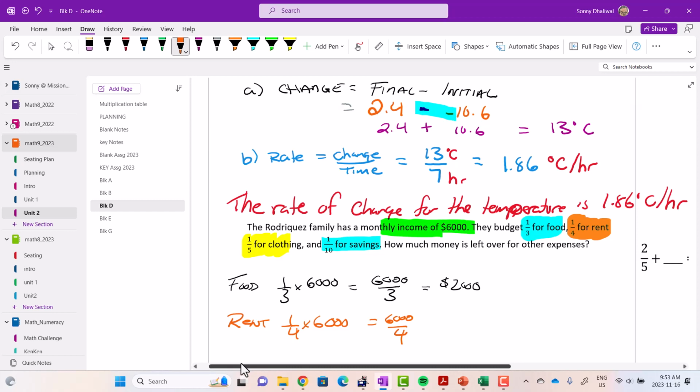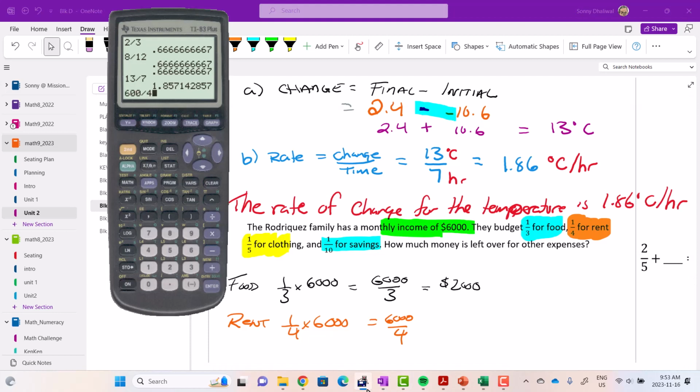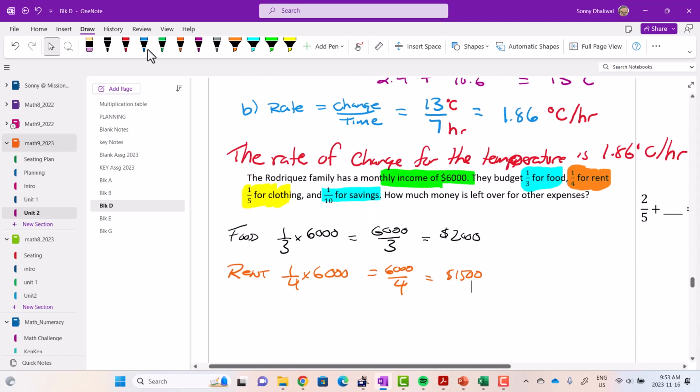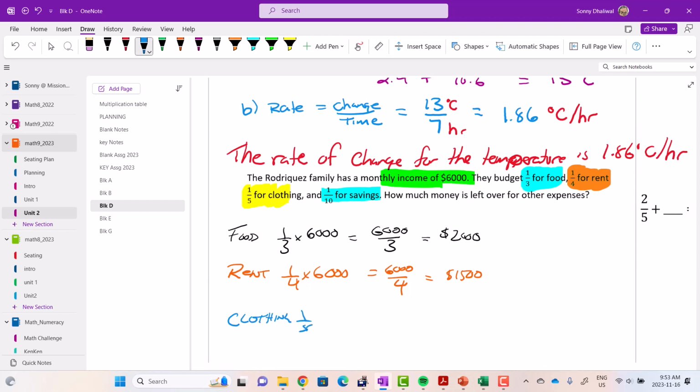And you can use your calculator. You go 6,000 divided by 4, right? That's all that is. 6,000 divided by 4. 1,500. Then we have clothing. A fifth for clothing. 1/5 times 6,000. So that's 6,000 over 5. Can you do that one in your head? 1,200. Thank you. 1,200.